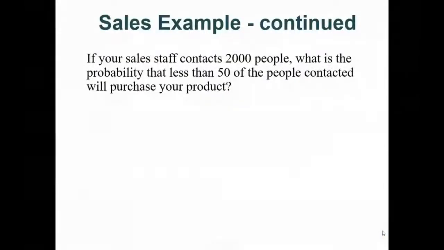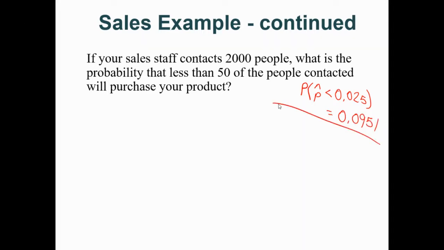Okay, so on this very last one, you should get your probability that p hat is, I'm sorry, not greater than, p hat is less than 0.025 equals 0.0951. That's what you should get.